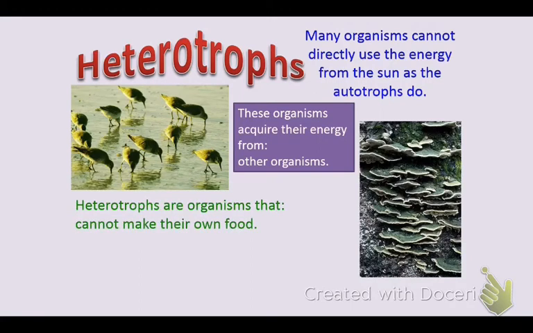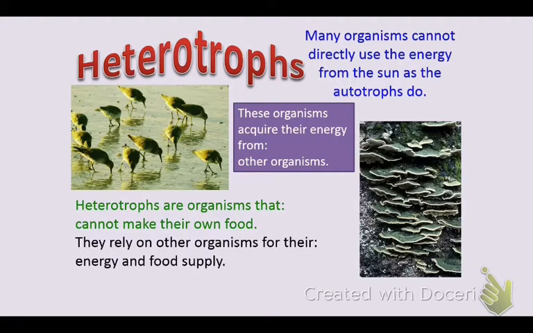So heterotrophs are organisms that don't make their own food. You can just write heterotrophs are organisms that cannot make their own food. That's plenty. That obviously implies that they rely on other organisms for their energy and food supply, so you don't have to write that if you don't want to.